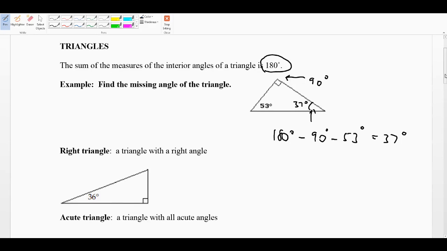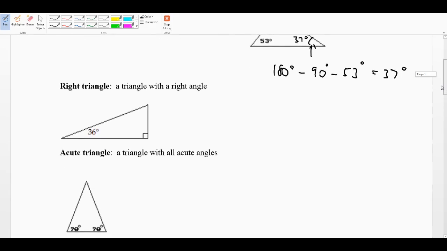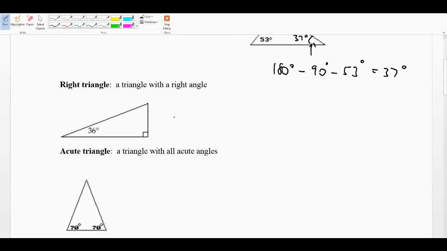Now some definitions. A right triangle is a triangle that has only one right angle. It can only have one right angle because since this one is 90, these other two have to equal 90 to equal a grand total of 180. Since this one is 36, we can actually just take 90 degrees minus 36 degrees, which gives us 54 degrees. So this angle will be 54 degrees.